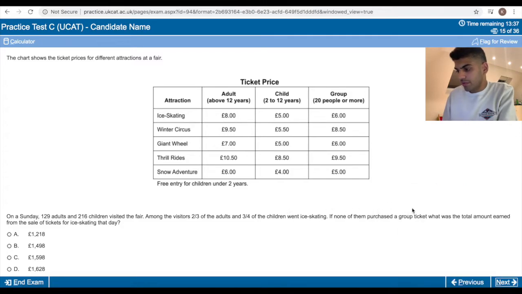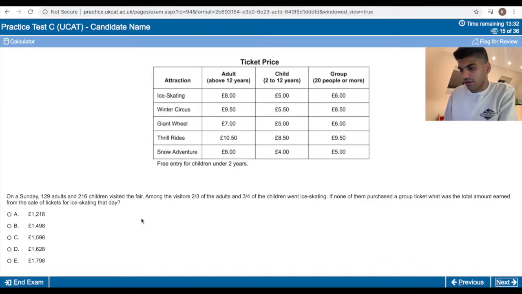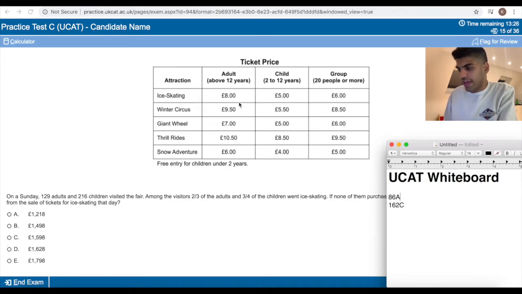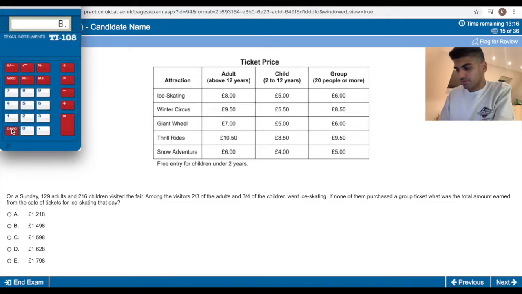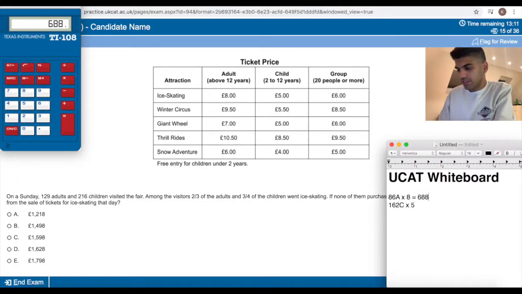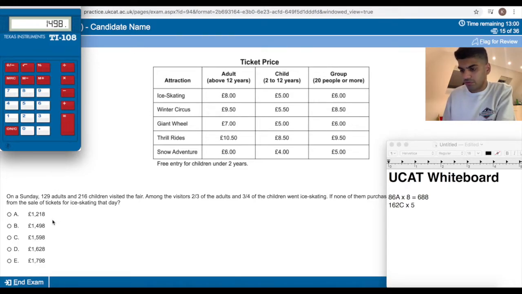Okay, for ice skating, if none of them purchased a group ticket, what was the total amount earned from tickets of ice skating that day? I assume that's everyone that visited. So 86 adults for ice skating times 8, and 162 times 5. So 86 times 8 is 688. Then 162 times 5 plus 688, so 1498.